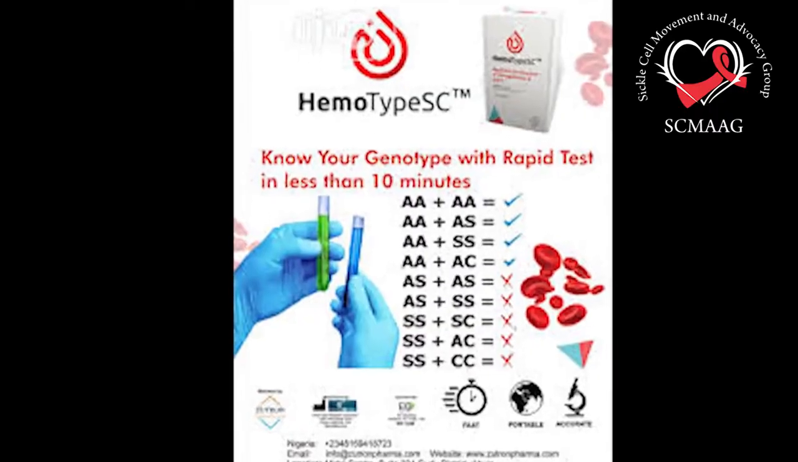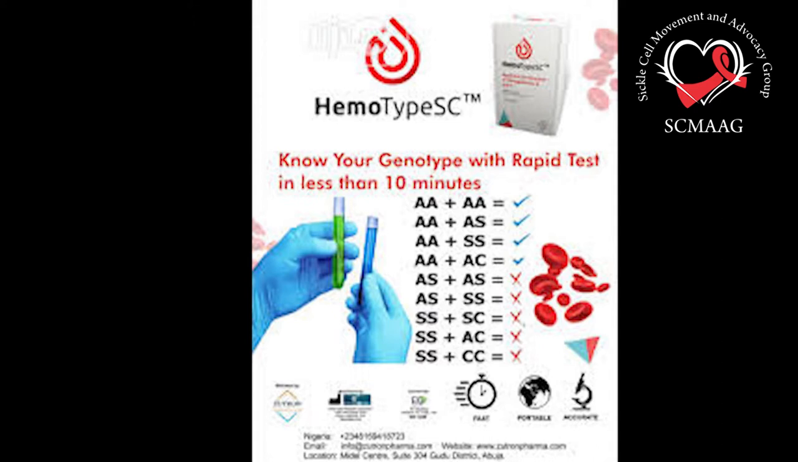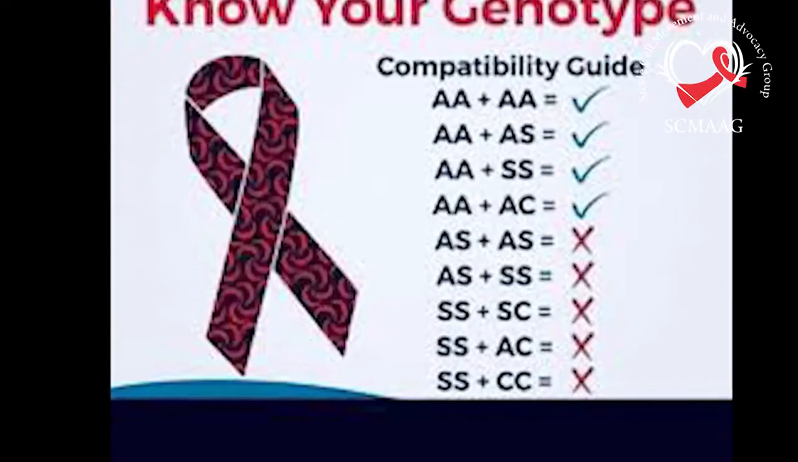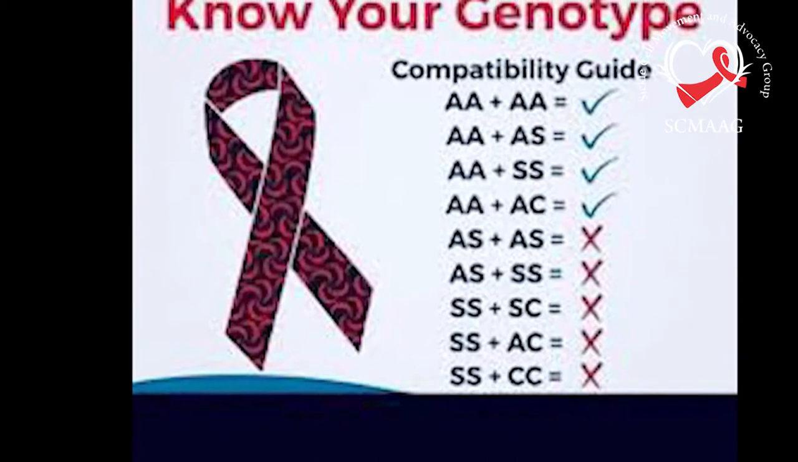But someone that is SC definitely cannot marry someone that is AS. Ideally, we are just advising, we definitely do not support it, because if you look at the Mendelian pattern of inheritance that we spoke about in the previous series, there's every tendency that they might have a child that will be either SS, because there's S in the mix-up, or SC, because of the C as well. So it won't be wise for someone that is SC to marry or have a life partner that is AS or AC.